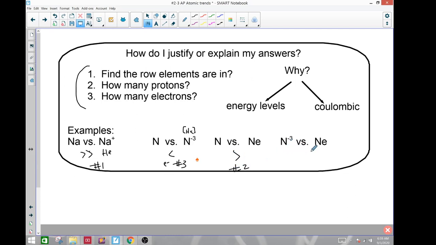N-3 and neon. Okay, so now, same energy level. This one is isoelectric with neon. And in this situation, they're the same energy level. They still have the same protons. Even though we're N-3, neon has more protons. Same number of electrons, but more protons. So this one would be slightly smaller, more Coulombic attraction at a given energy level. All right.